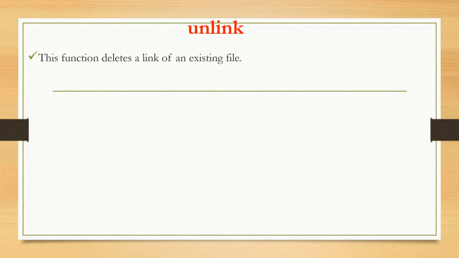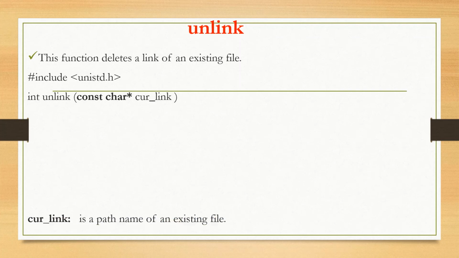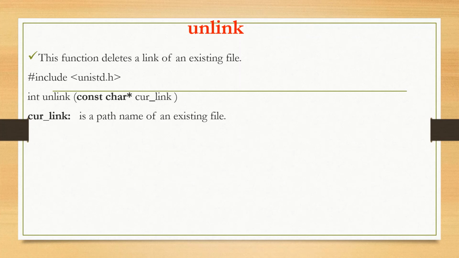Unlink function. The function deletes a link of an existing file. It decreases the hard link count attribute of the named file and removes the file name entry of the link from the directory file. If this function succeeds, the file can no longer be referenced by that link. The file will be removed by the file system if the hard link count of the file is 0 and no process has a file descriptor referencing that file.